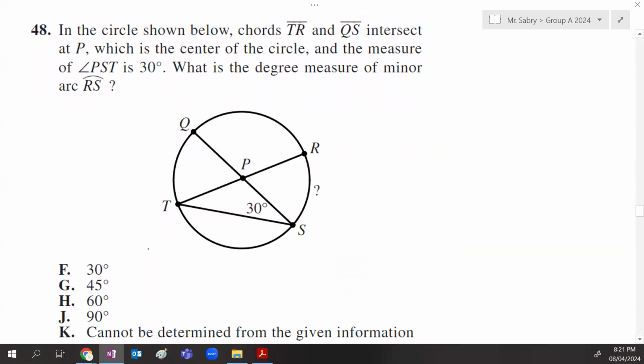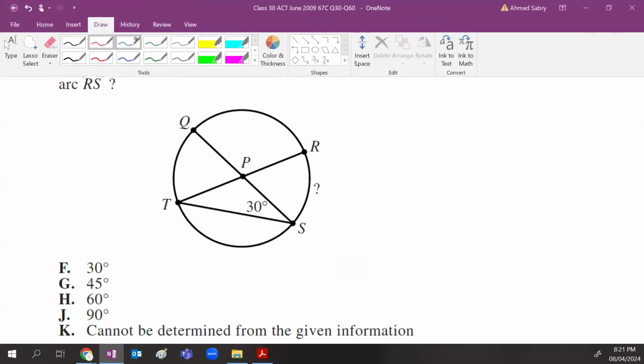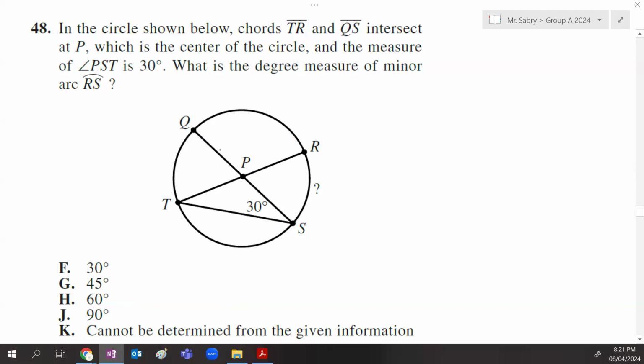In the circle shown below, chords TR and QS intersect at some point. Anyway, he needs the degree measure of the minor arc RS, the one that has this question mark over there. There's something called a central angle and another thing called an inscribed angle. The inscribed angle is, for example, this angle over here, the 30, its peak is on the circle and it's looking at an arc. This is called an inscribed angle. On the other hand, this angle here, its peak is at the center and it's still looking at the same arc.